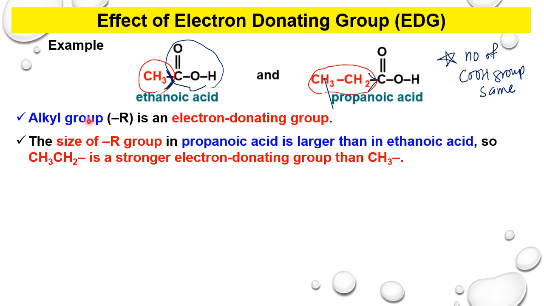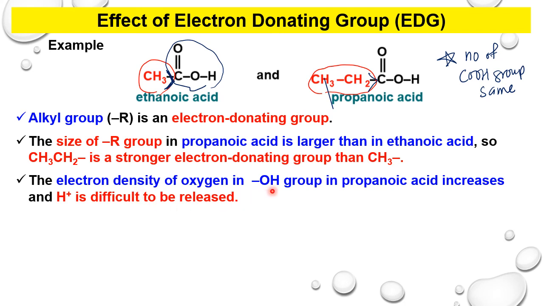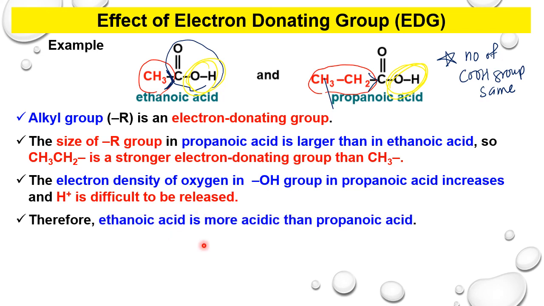So, ethyl dekat sini is a stronger electron donating group than methyl. The electron density in OH group, jadi conclusionnya mesti cerita pasal electron density dekat sini. Ni. Dekat sini ni electron density. Okay, kita akan cerita. The electron density in OH group in propanoic acid increases and H+ is difficult to be released. Sebab apa? Electron density tinggi, tarikan kuat. Therefore, ethanoic acid is more acidic than propanoic acid.